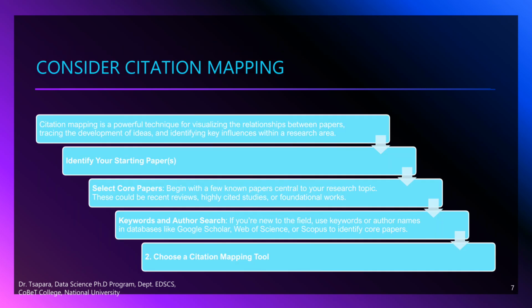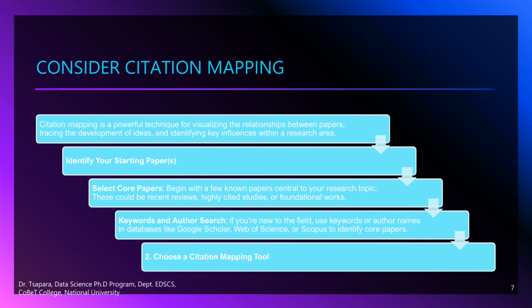Citation mapping is a powerful technique that helps visualize how ideas evolve within a research area. It allows you to trace relationships between papers, discover intellectual lineages, and identify key influencers in foundational work. Start by identifying your starting papers. These might be highly cited studies, recent reviews, or any paper central to your topic.